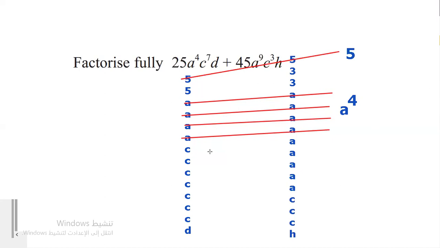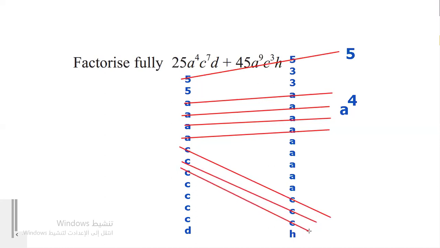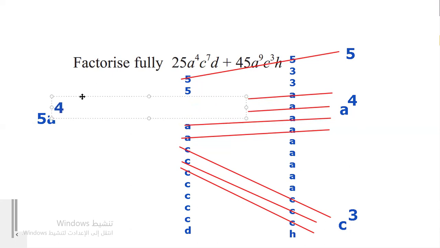Now, the next ones, we have C's. So we have 1, 2, 3. So how many C's? We have 3. So C to the power of 3. I write it like this, C to the power of 3. Focus on this, okay? So I got the common ones. I'm not going to use them anymore. Now, the common ones here, I'm going to multiply them by each other. So 5, A to the power of 4, C to the power of 3. I'm going to write them like this: 5, A to the power of 4, and then C to the power of 3.